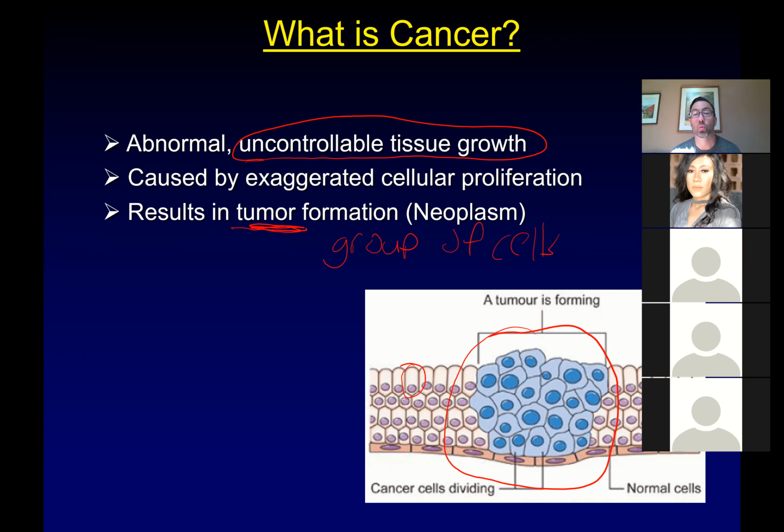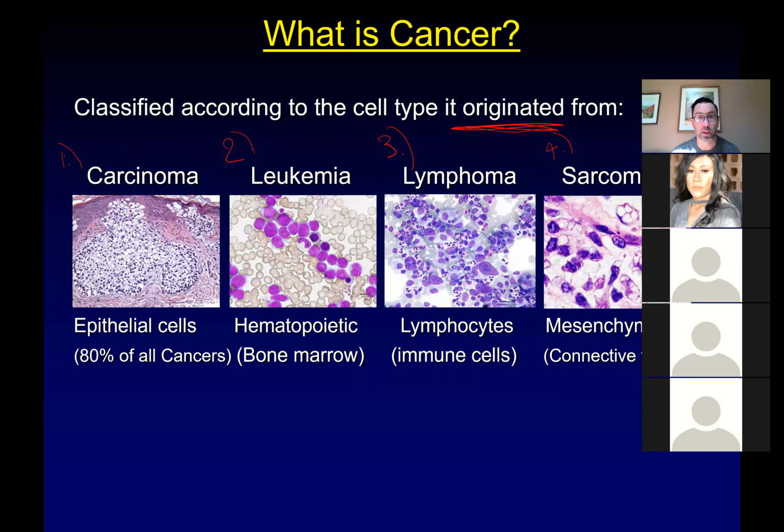And so we're going to classify how we name cancers based upon the type of cell that they originate from. About 80% of all cancers come from what we call epithelial cells, like the cells on the inside of your cheek, cells that tend to be on the surface of a lot of different tissues. When you have a cancer of those, they're called carcinomas.